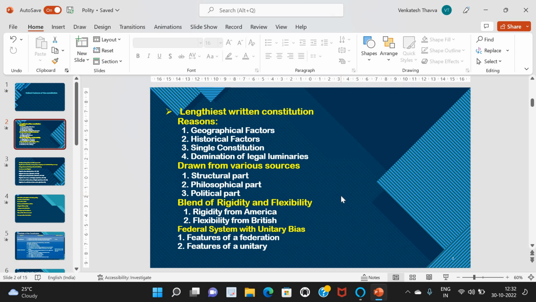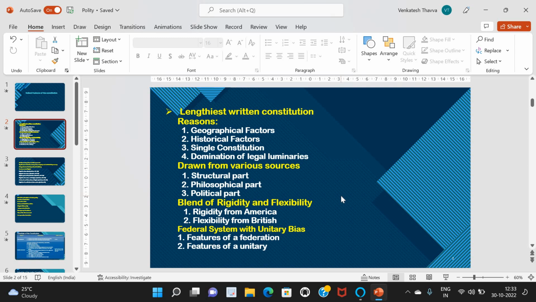Next, coming to federal system and unitary bias. The Constitution of India establishes a federal system of government. It is a federal system, but it also has unitary features. What are the federal features? The federal features are division of power, supremacy of the constitution, written constitution, rigidity of the constitution, independent judiciary, and bicameralism.